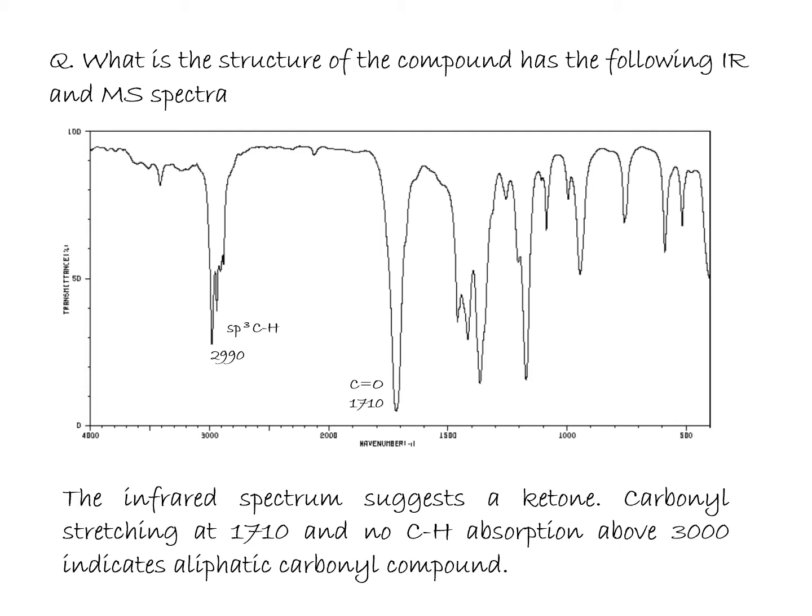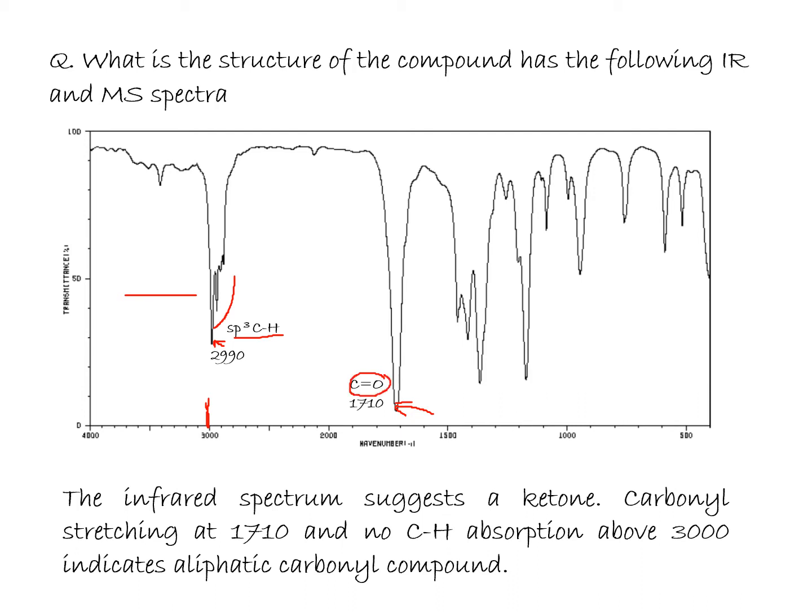From the infrared, nothing above 3000. We start with a peak at 2990. This group belongs to sp3 CH stretch. We find another peak at 1710 that belongs to C double bond O.